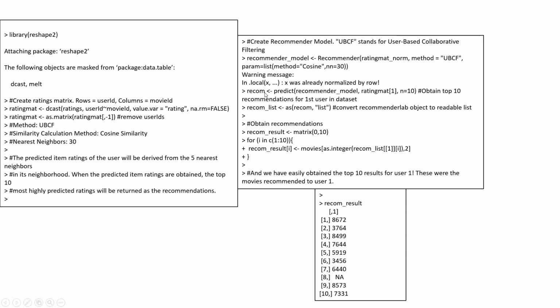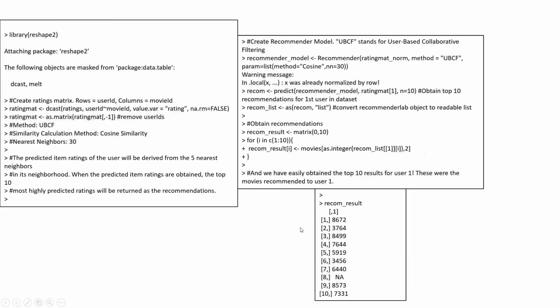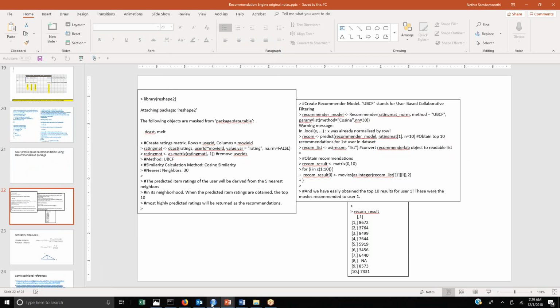Okay, the Recom is the internal object, and then I convert it into a list, and then I use that list to get the recommendations for the first user, and I can do that for every user. So let me go there.